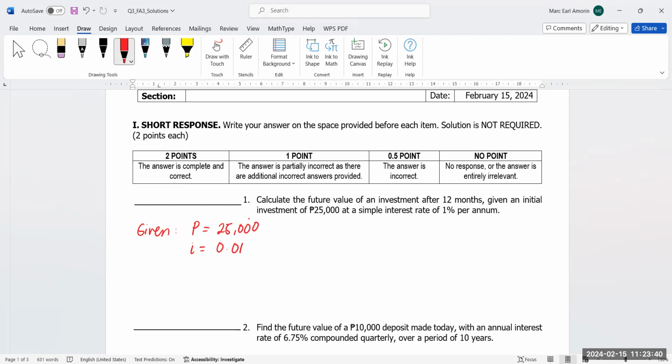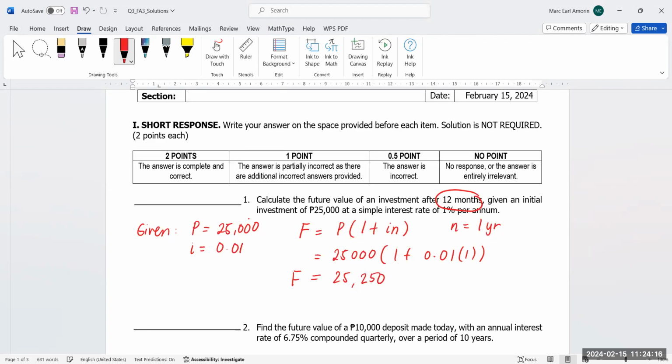So we are asked to calculate for F, and since this is a simple interest, our formula is P times 1 plus I times N. Okay, so take note that our duration here is 12 months, and 12 months is equal to 1 year. So N is just 1 year. Okay, so substituting the given values, we have 25,000 times 1 plus 0.01 times 1 year. So our future value is 25,250 pesos. So this is the answer for number 1.